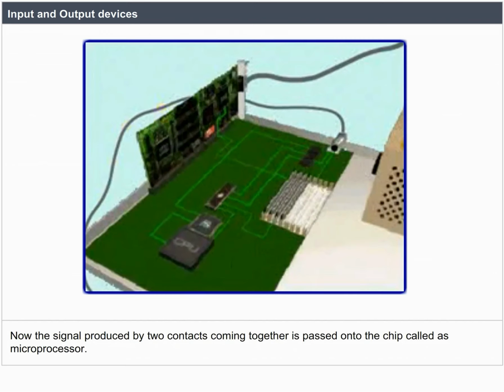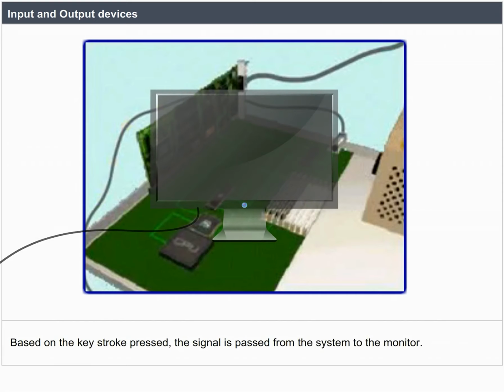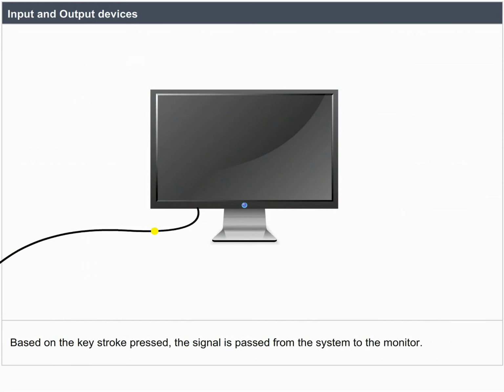Now the signal produced by the two contacts coming together is passed on to the chip called the microprocessor. The microprocessor holds the scan code. The pressed keystroke is matched with the scan code. The microprocessor passes this required information to RAM. Based on the keystroke pressed, the signal is passed from the system to the monitor. And finally, the result is a character displayed on the screen.